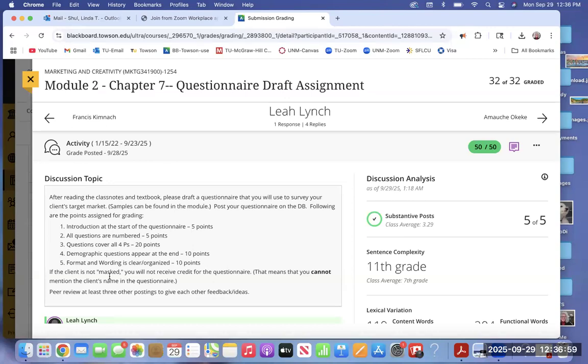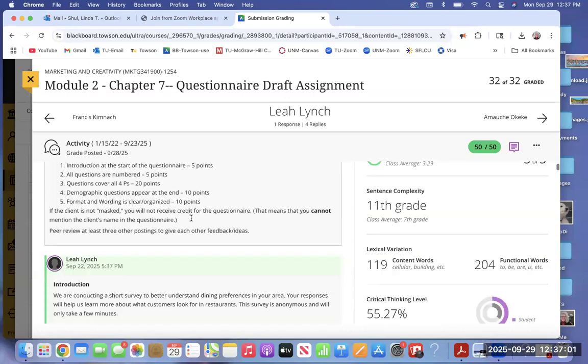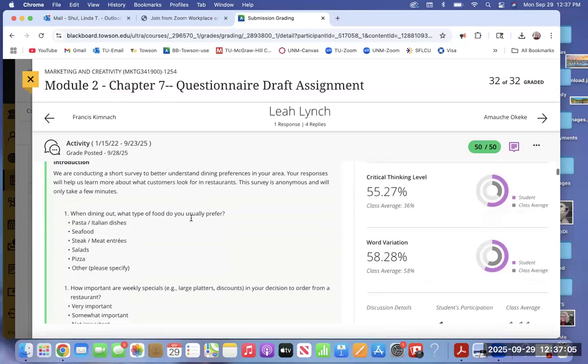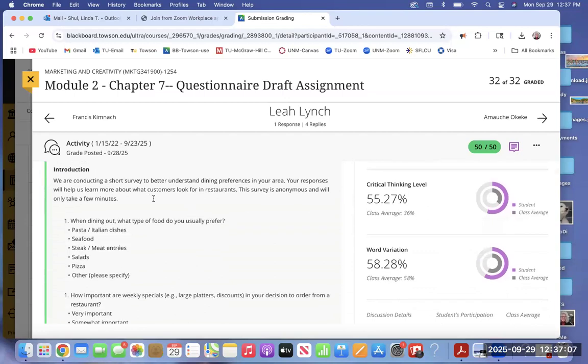Now, with that said, let's look at a sample. And I'm looking at Leah's because Leah did a great job this semester. And she started with a nice introduction here. We want to understand dining preferences in your area. The survey is anonymous. For this, I would add, hello, my name is, and then put your name in there. Personalize it, make them see you as a person.